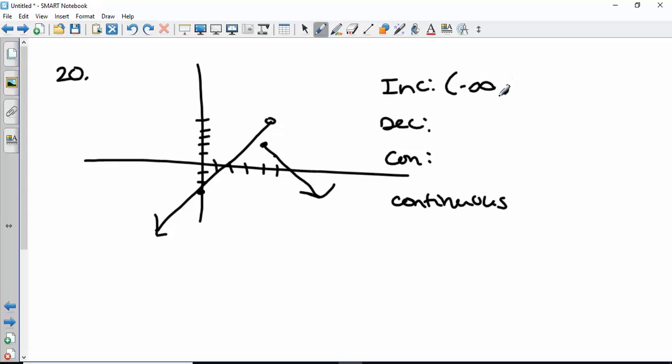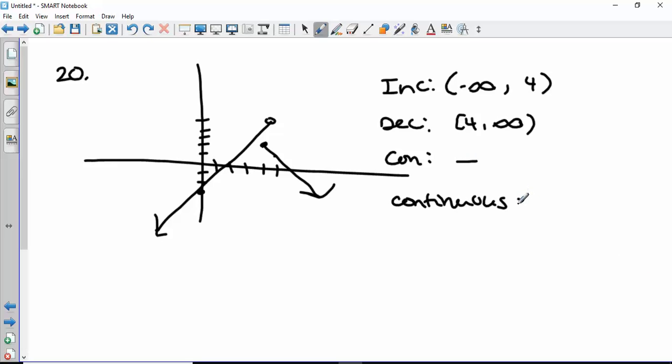So it's coming from negative infinity and stops. You have to give me the x value, which is positive 4. Then what's the next section doing? Decreasing, starting at 4 and going forever. Constant is a horizontal line. We never have that here, so that's none.